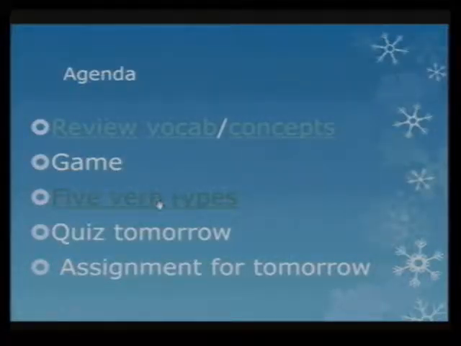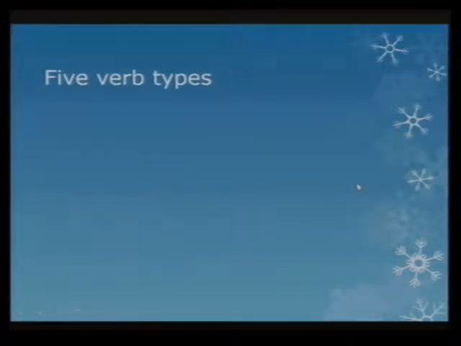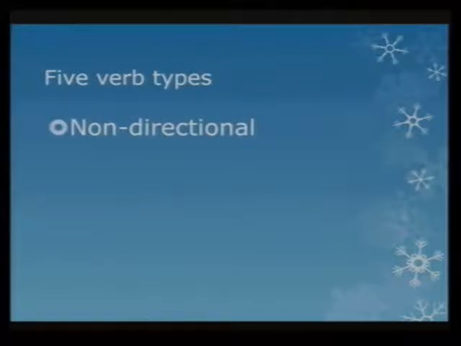So, 5 verb types. Believe it or not, there are 5 types of verbs in ASL. And I'm going to use my voice for you guys because we need to get through this so I can give you your thing for tomorrow. So, non-directional means the verb doesn't have any direction. Wait, let me back up. What is a verb? It's an action word. Action. Okay. So the action isn't going to move anywhere. So not like running, because you can run to somewhere.